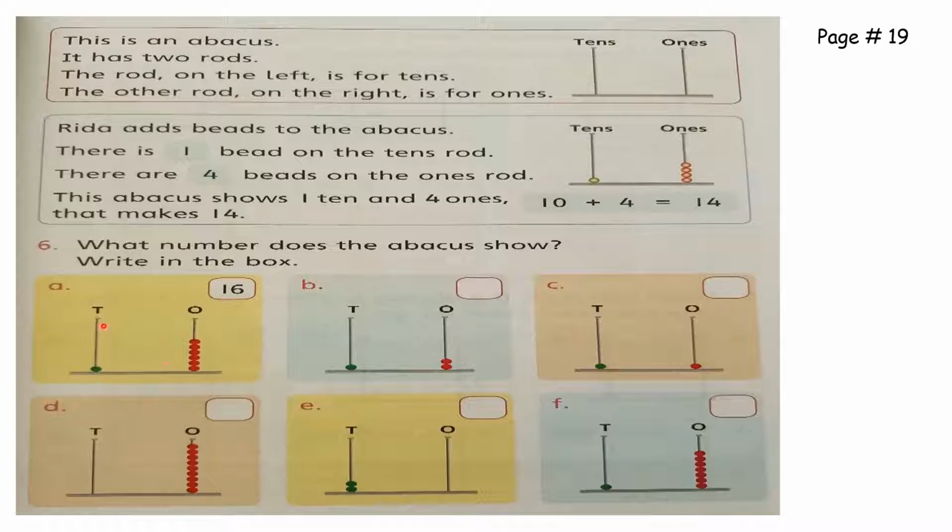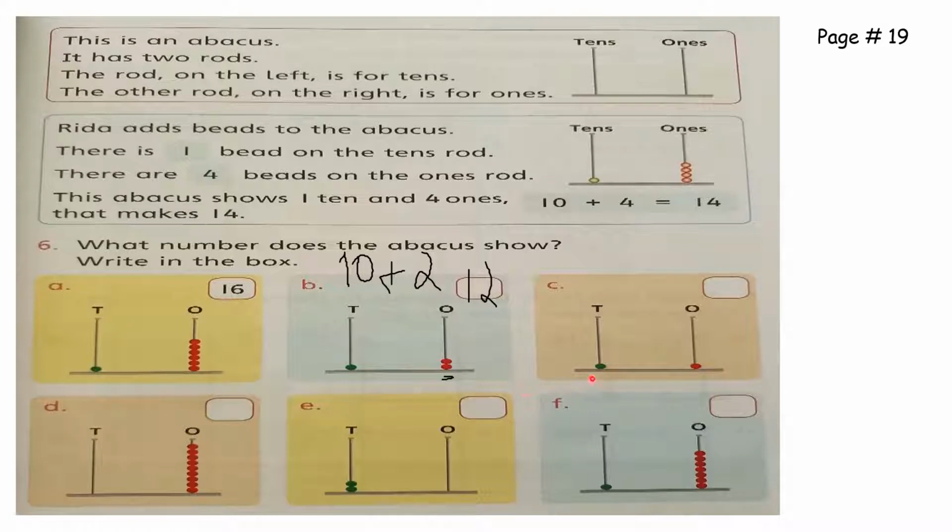There is only one bead in the tens rod, so here it is written 1, and 6 ones, so here it is written 6, so it makes 16. Now let's do the sixth one. How many beads are in the tens rod? There is only one bead in the tens rod. It means that there is one ten. And how many beads are in the ones rod? 2. So 10 plus 2 is 12. It means this shows number 12.